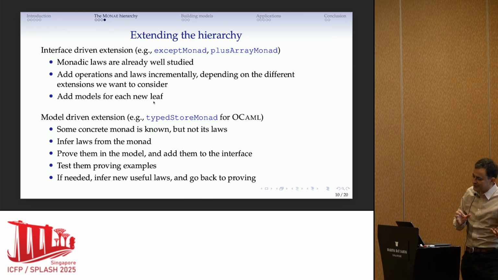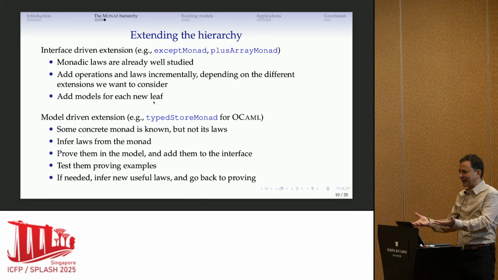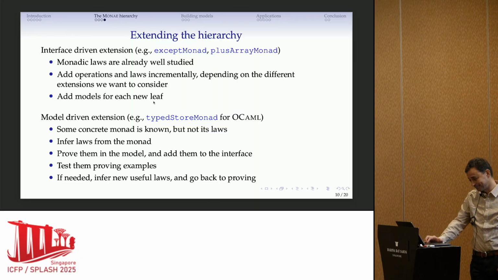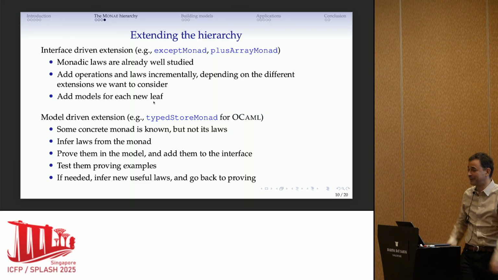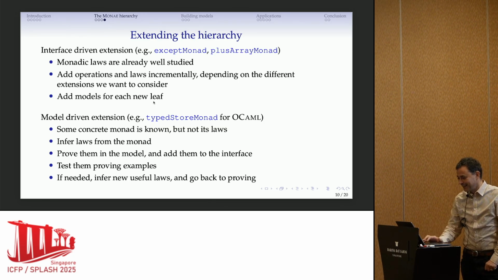But there's also another approach, which might be less usual, and that I will describe in more detail later. You have some concrete monad. You built the monad, but you don't really know its laws. So it's more experimental. You infer laws from the monad. You can prove them in the monad. You add them to the interface, and then you test them proving examples. And if it's not enough, just define the laws and do it until you have something usable. And maybe you can then try to prove that it's a meaningful set of laws.